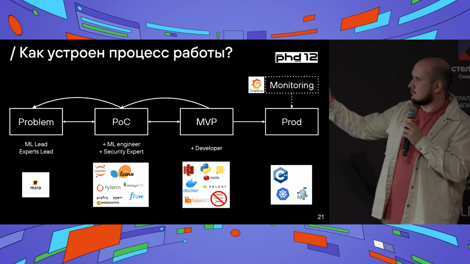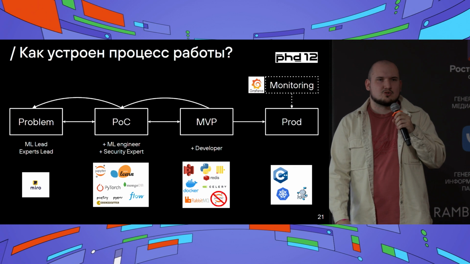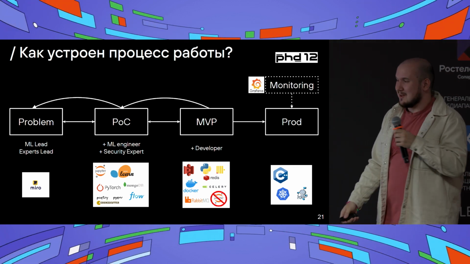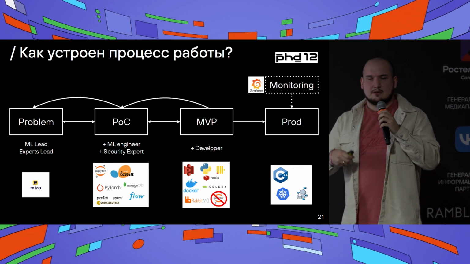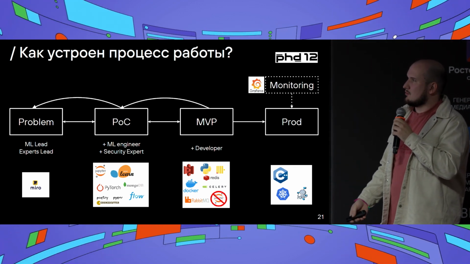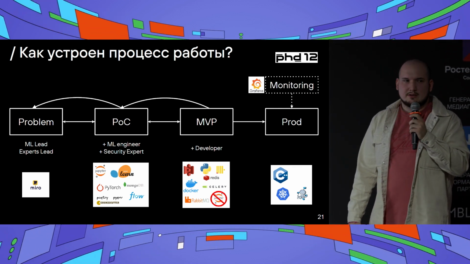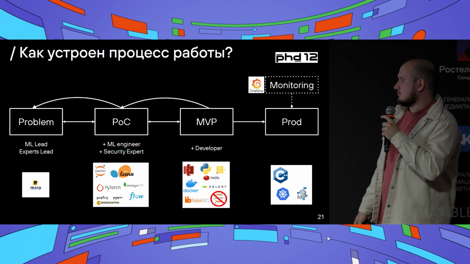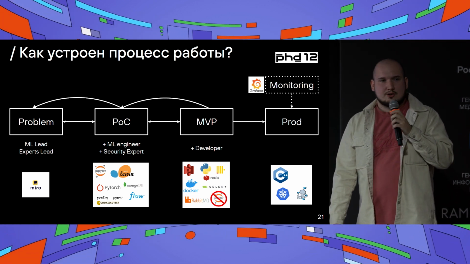What is our pipeline? We start with the problem. Any person can come to us, a person from our department, a top manager, whoever, and he will say, let us do this. And we say, why not? We have an ML lead, we have experts, expert leads, we discuss the problem, and we develop the mission. After that, we implement the mission. We include ML engineers, security experts, and we start working together. We use the default stack of data science. If it's all right, we go to the MVP stage.